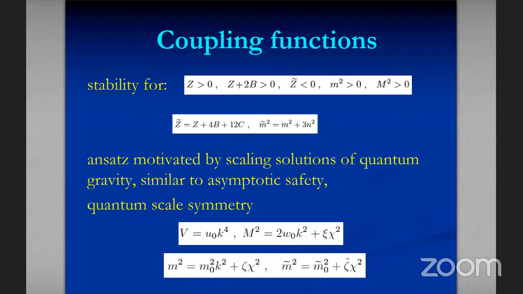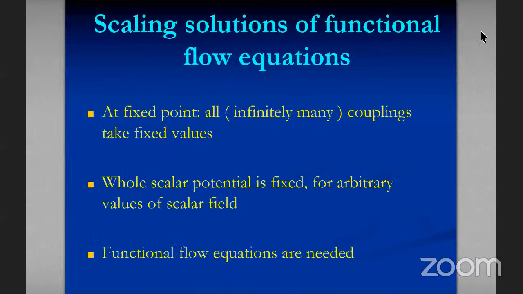Well, these simple assumptions are actually quite well motivated because they correspond to general properties of scaling solutions. Scaling solutions are the generalization of fixed points for a finite coupling to whole functions. And scaling solutions for quantum gravity or for pregeometry fix the whole scalar potential for arbitrary values of the field. You need, of course, functional flow equations for doing it. Next slide, scaling solutions are restrictive.